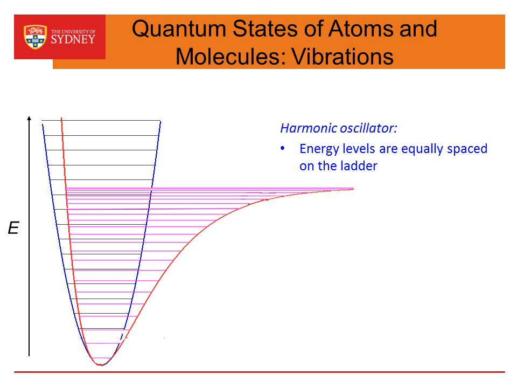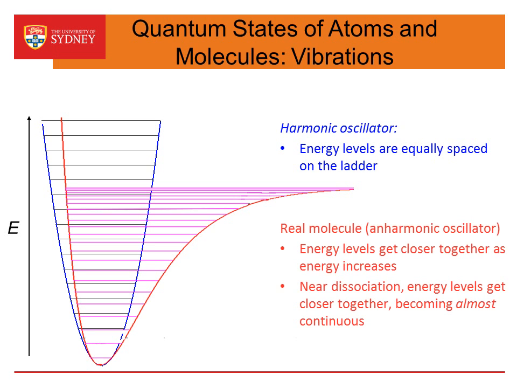You've also compared the harmonic and anharmonic oscillator models for vibrational energy levels and used these to understand vibrational spectroscopy. Whereas in harmonic oscillator energy levels are equally spaced, in real molecules or anharmonic oscillators, energy levels get closer together as energy increases, and near dissociation, the energy levels get so close together that they become almost continuous.